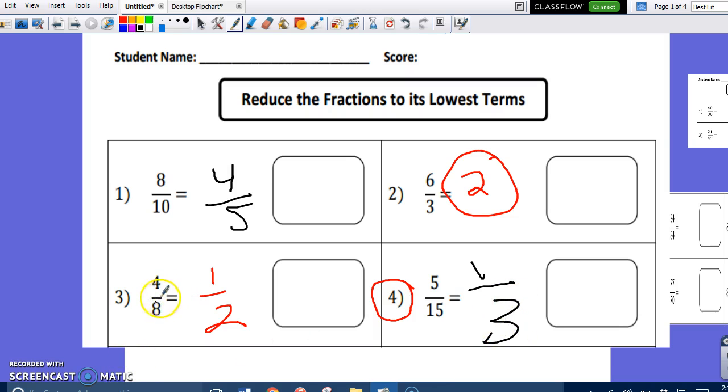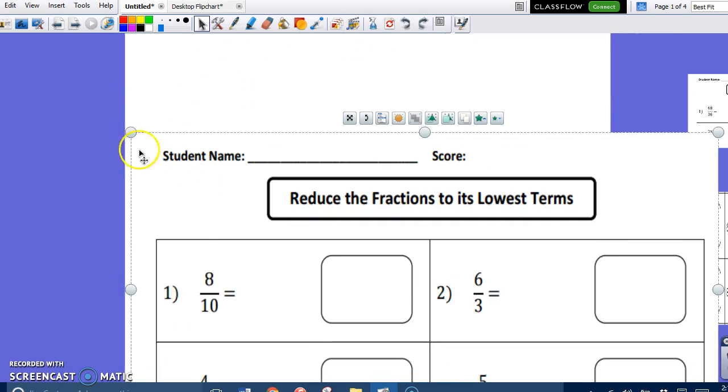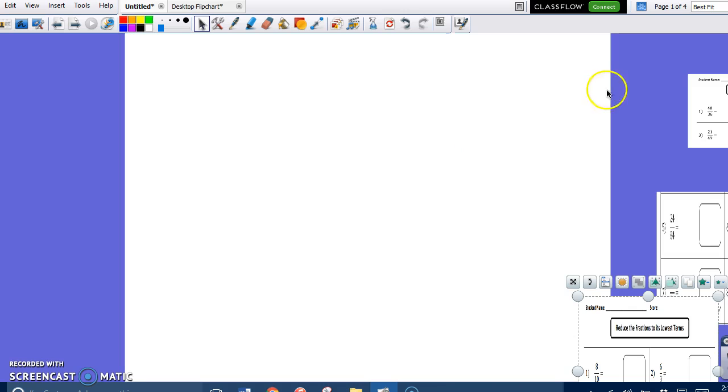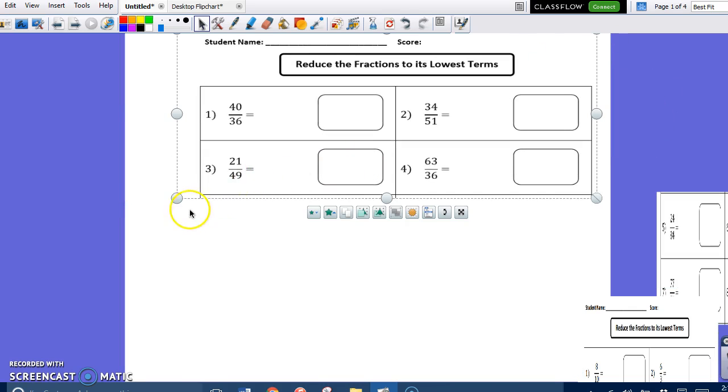Okay, so these are easy versions of how to do the reducing fractions. Okay, now for my recording, I got about 6 minutes left of recording before it actually will shut me off. So what I'm going to do now is a little bit harder fractions just to get that practice in, and that worksheet is also available to you on the MyLab.